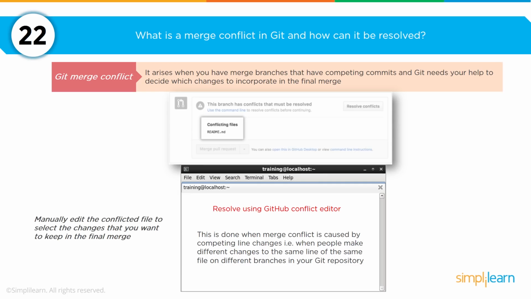A question that you'll be asked when you're talking about merging files is, what is a merge conflict in Git and how can it be resolved?